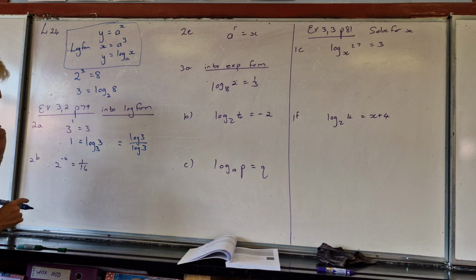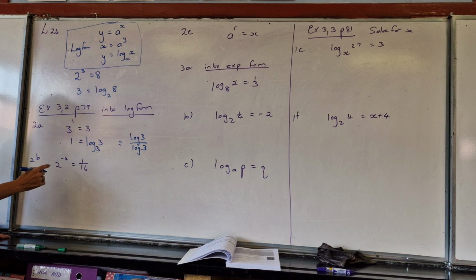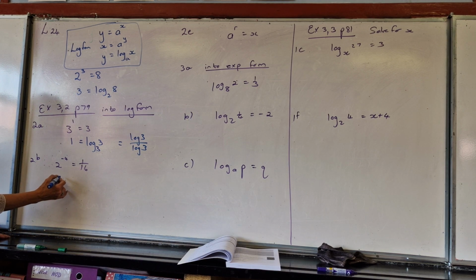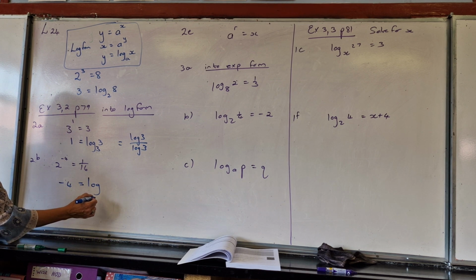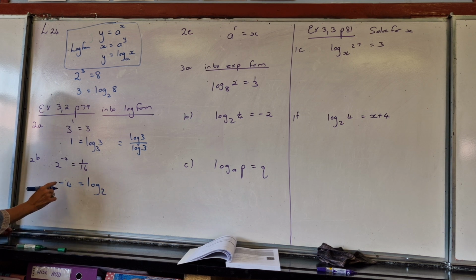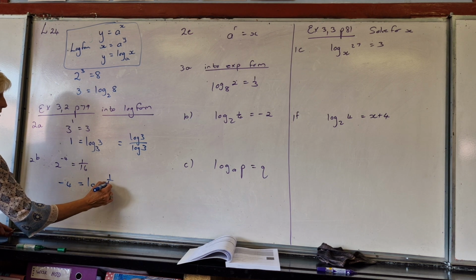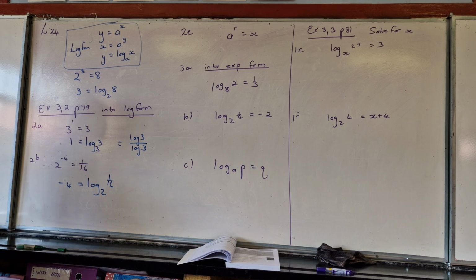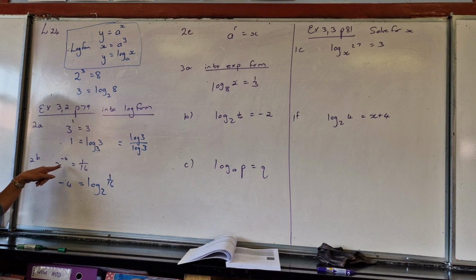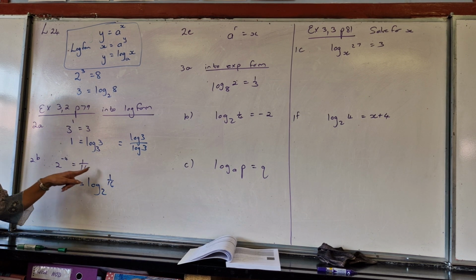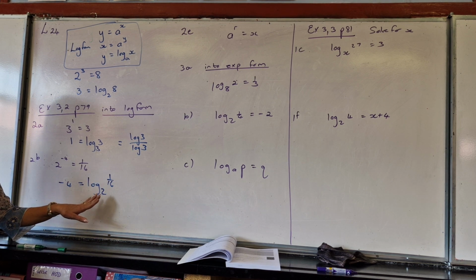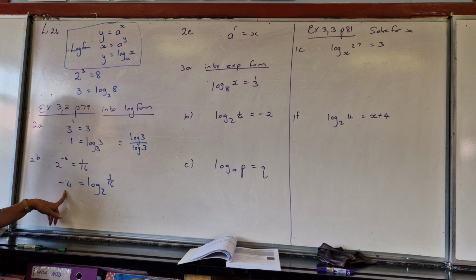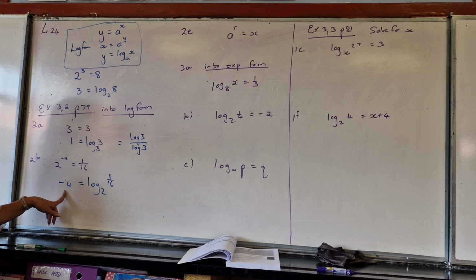Let's go into the log form. What must I write? Negative 4 is the exponent, is now the subject. Log of 2 and then 1 over 16. And can you test it? Well, that was true, 2 to the power of negative 4. How will you test this? Punch it into the calculator because it's actual numbers, and the answer has to be negative 4.